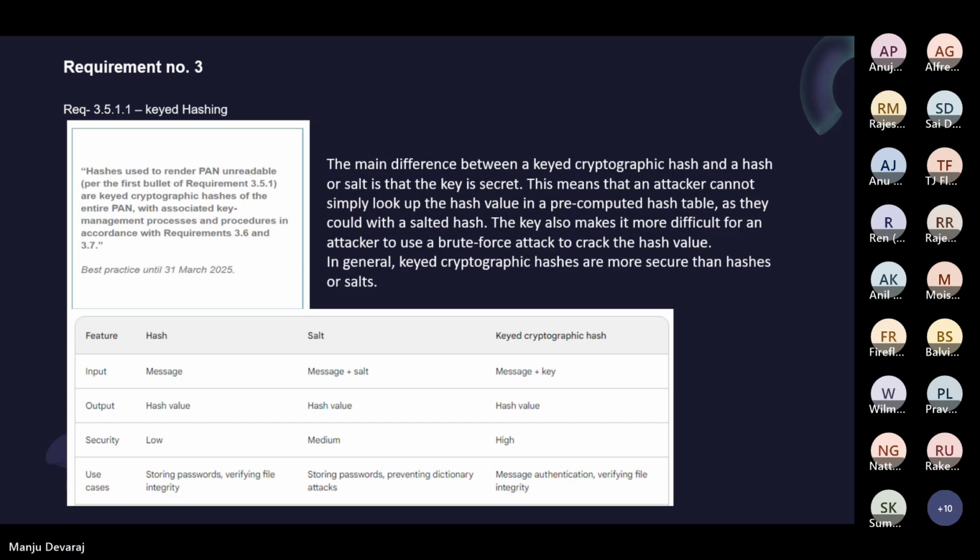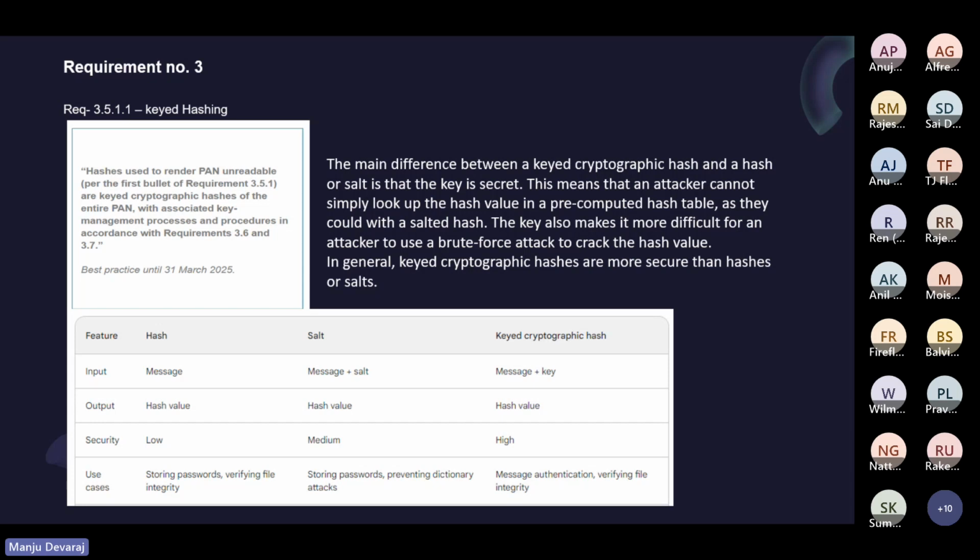Now, 3.5.1.1 keyed hashing function, right? Traditionally if you're using plain hashes, they are no more acceptable. This is a best practice until 31st March 2025, but after that it is a mandatory requirement. It's not discretionary in nature.